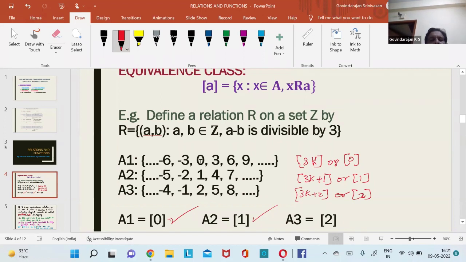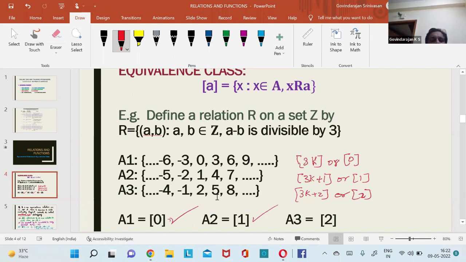That means 0 is related to every element in the set A1. Each and every element is related to 0: 0 is related to 3, 0 is related to 6, 0 is related to 9, 0 is related to minus 6. Understand? Because 0 minus 9 is divisible by 3 and 0 minus 6 is divisible by 3, each and every element is related to each other, and this is one of the equivalence classes.